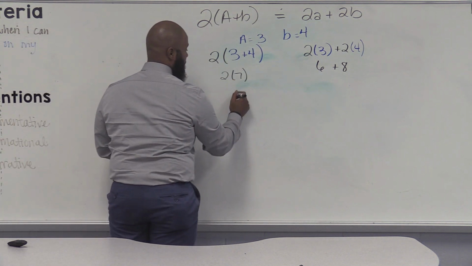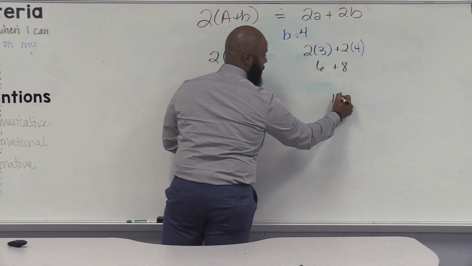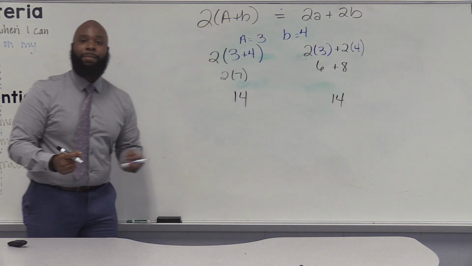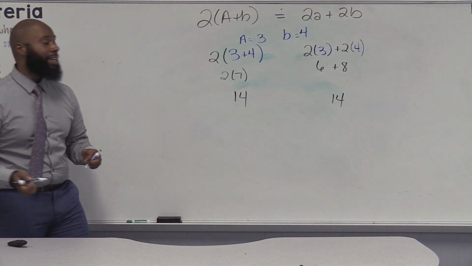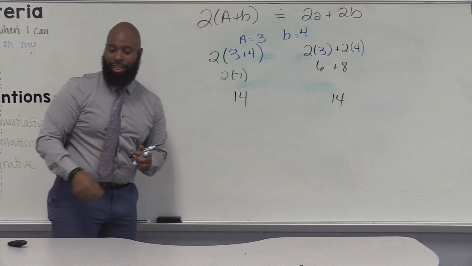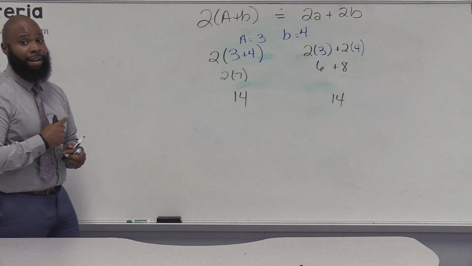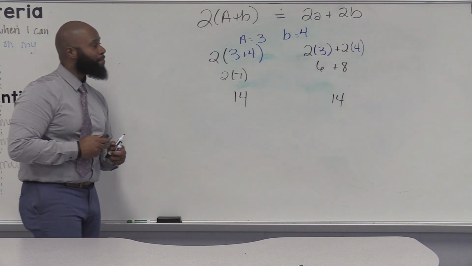Now I can finish solving both. 2 times 7 is going to give me 14. 8 plus 6 is going to give me 14. Do I get the same answer on both sides? Yes. So this proves that these expressions are equivalent to each other. Let's look at another problem.